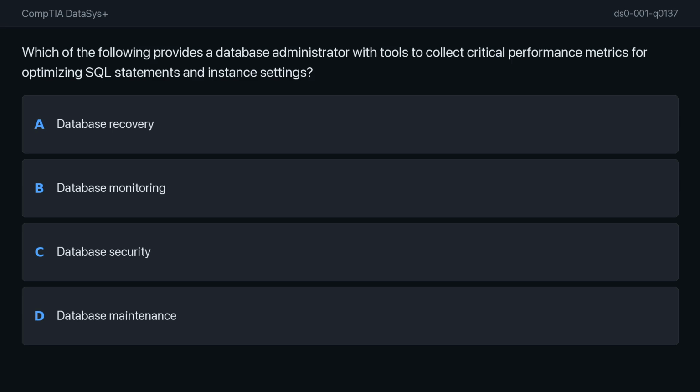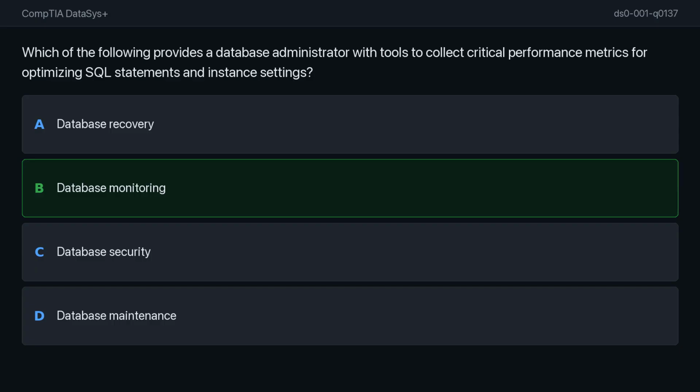This question focuses on the administrative capabilities required to analyze system behavior. Specifically, consider what functional area is designed to track real-time activity and resource usage. We are looking for the category of tools that allows an administrator to gain visibility into how efficiently queries are running and how the database engine itself is performing over time.